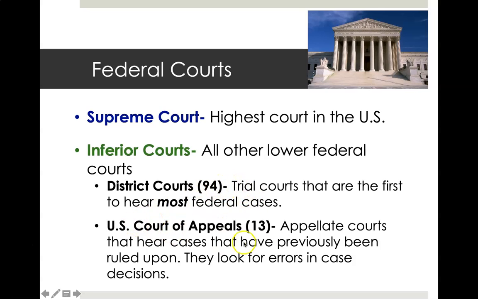You've also got the U.S. Court of Appeals. And so if you have any kind of decisions that are made in those lower courts, once you decide you want to appeal that decision, you would move up. There are 13 of these. Appellate courts hear cases that have previously been ruled upon. They look for errors in case decisions.